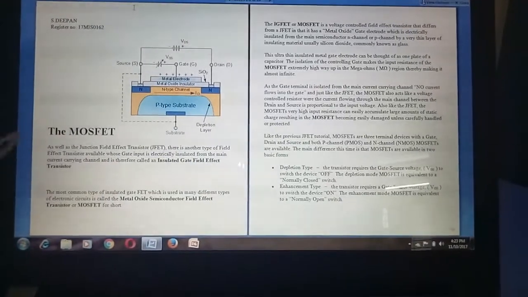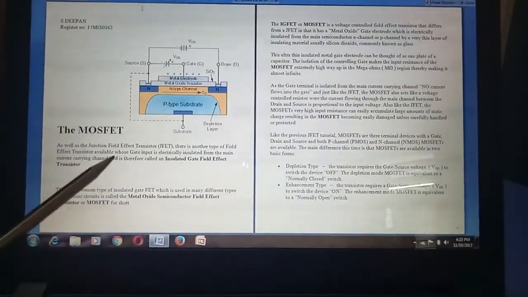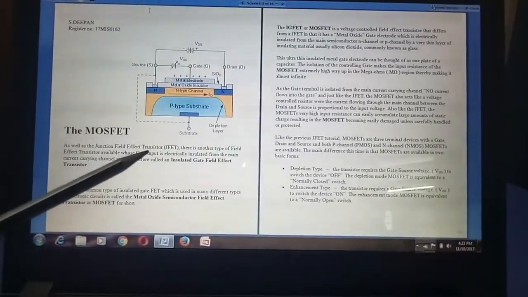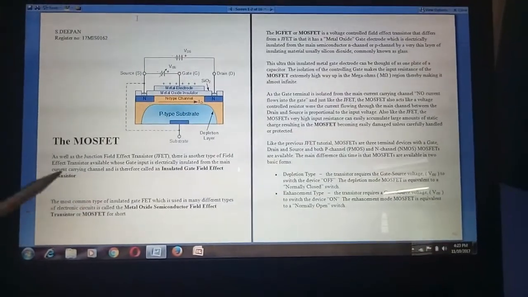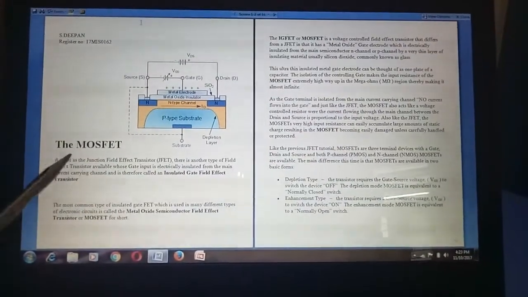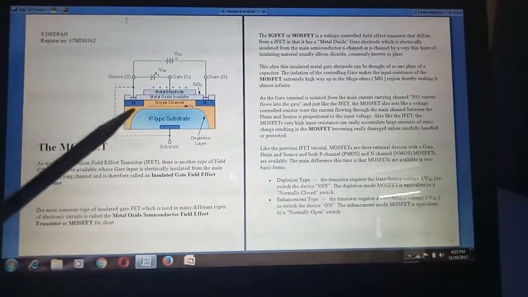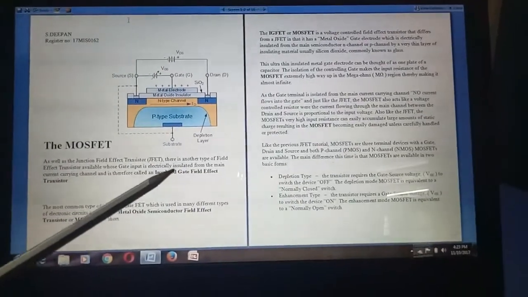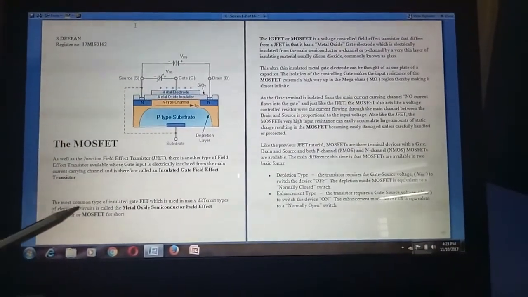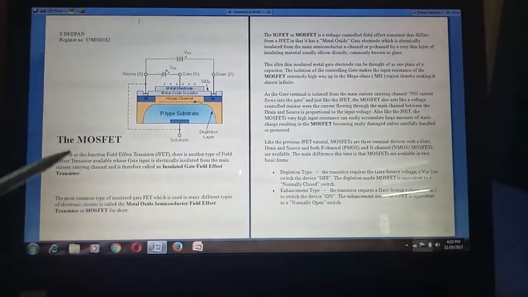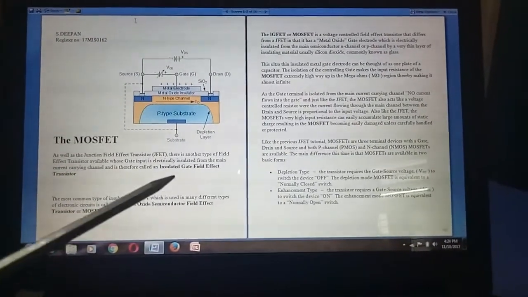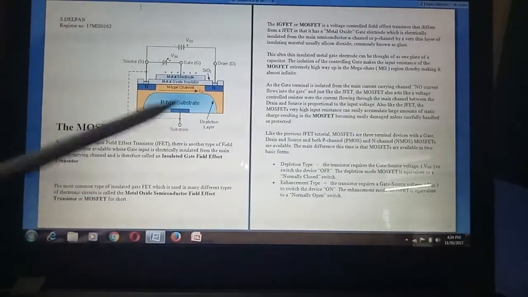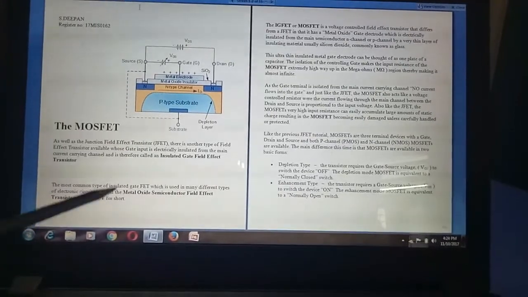First of all, we have discussed the MOSFET. It contains a JFET transistor. JFET transistor means junction field effect transistor. There is another type of field effect transistor available whose gate input is electrically insulated from the main current carrying channel, and therefore called an insulated gate field effect transistor. The most common type of insulated gate FET, which is used in many different types of electronic circuit, is called the metal oxide semiconductor field effect transistor, or MOSFET for short.